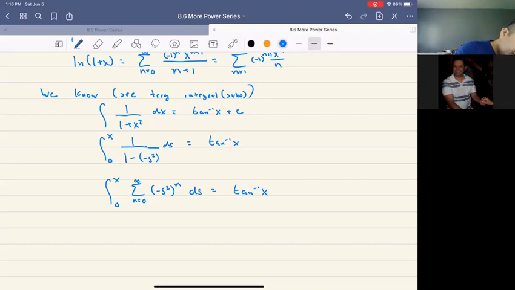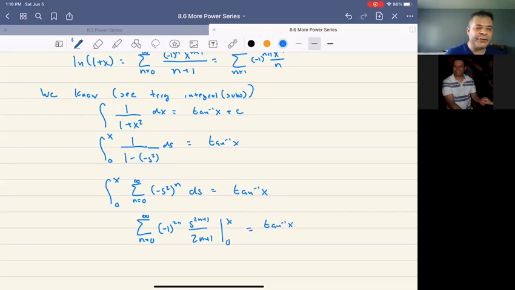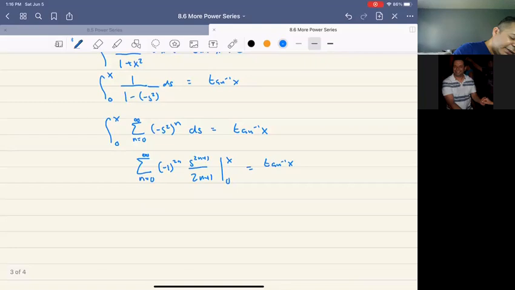Now I can just integrate. That's going to be the sum, n goes from 0 to infinity, of negative 1 to the n, s to the 2n plus 1 over 2n plus 1, from 0 to x. That just gives us that tan inverse of x equals the sum, n goes from 0 to infinity, of negative 1 to the n, x to the 2n plus 1 over 2n plus 1.